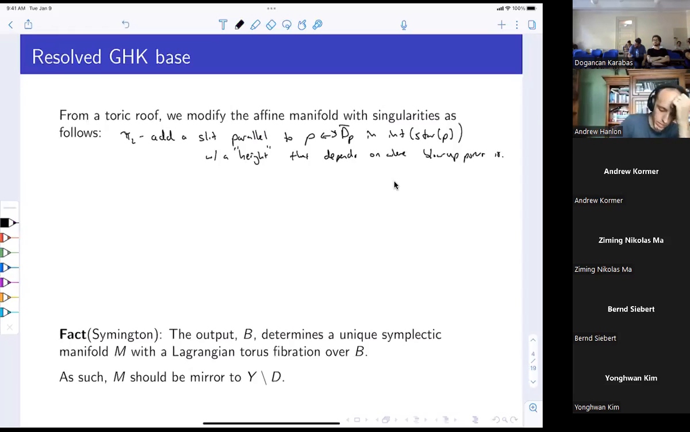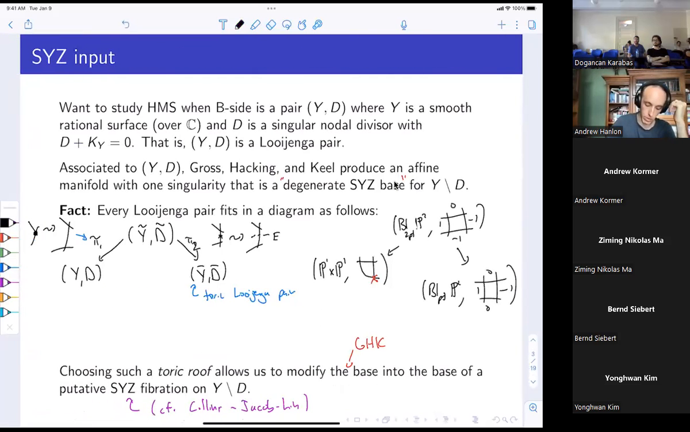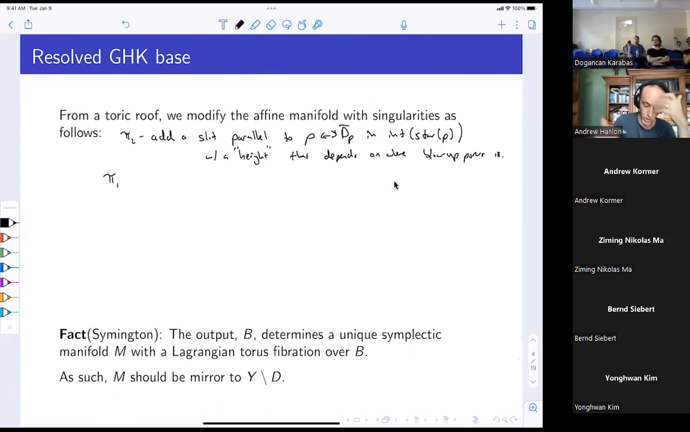But I'm going to carry around a little bit more data, and keep this picture of the fan from the toric thing hanging around, except whenever I do one of these corner blowdowns, when I blow down a component of the divisor, so I do pi1, I'm going to remove the ray rho that corresponds to my divisor component rho.